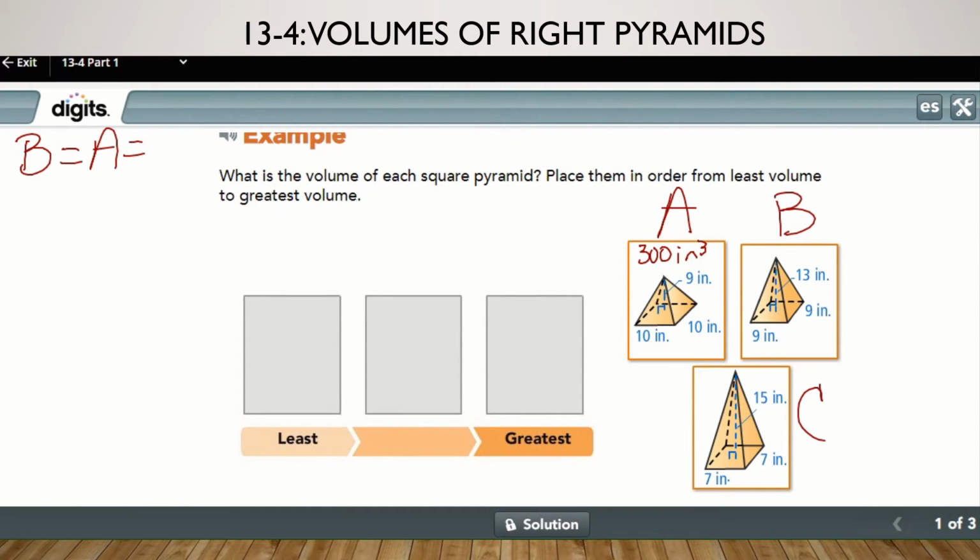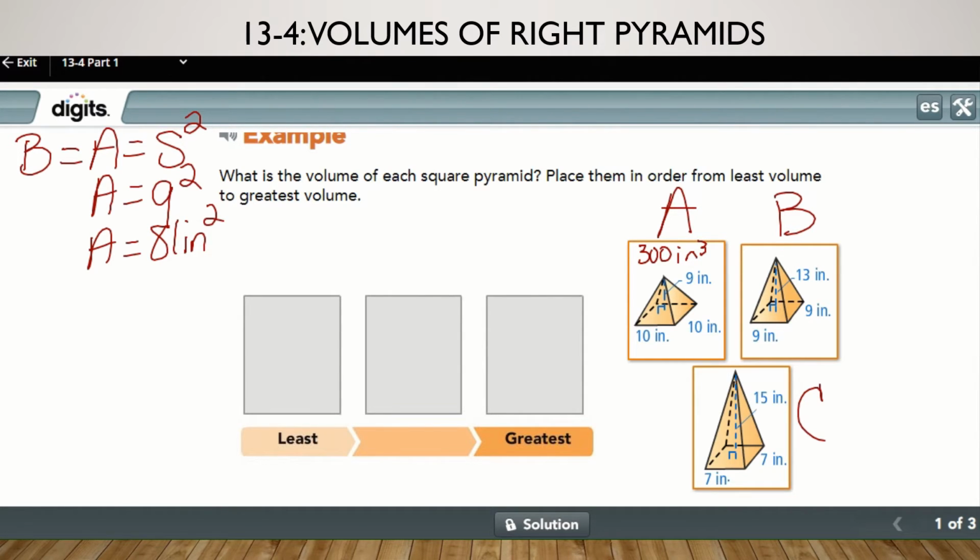Now I'm going to go ahead and find the area of the base for B. That is also a square, so we're going to use side length squared for the area of the base. The side length is 9, and we're going to go ahead and square that, which is equal to 81. Don't forget your units. That will be inches squared.